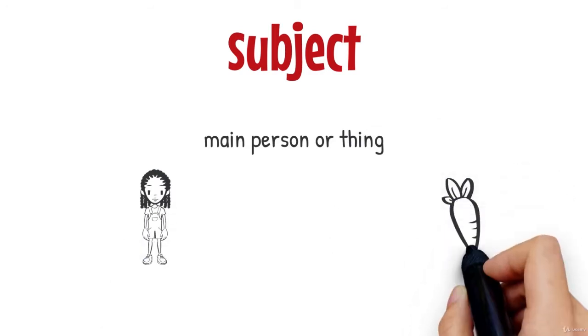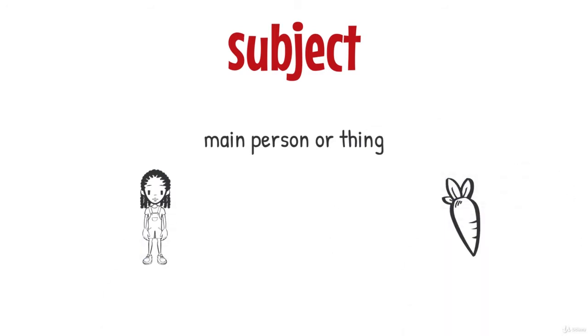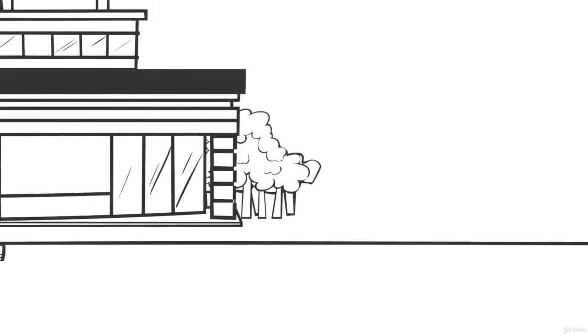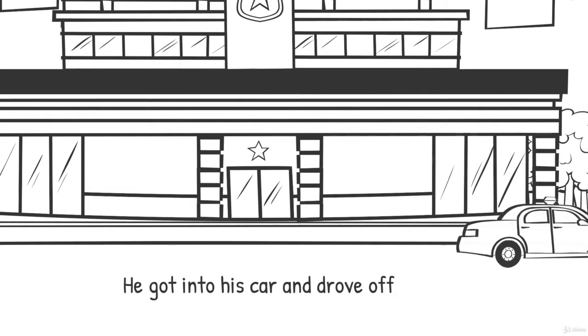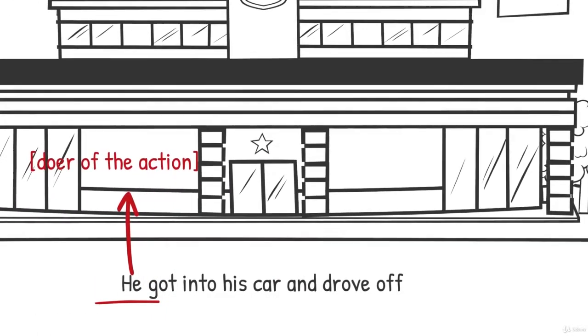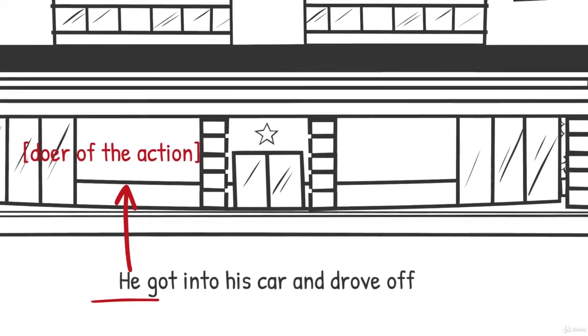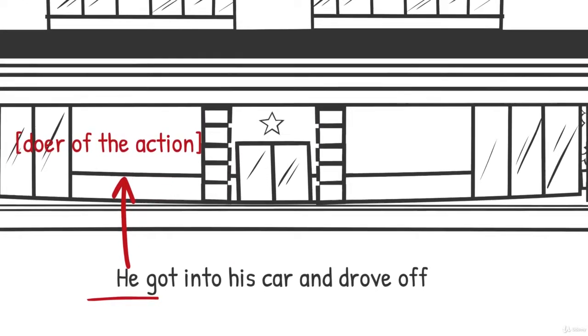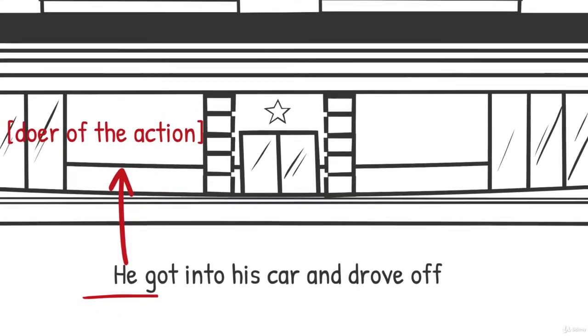The most important part of the sentence is a subject. A subject is the main person or thing we talk about in the sentence. For example, he got into his car and drove off. The pronoun he is a subject, and it's the most important word in the sentence. He is a doer of the action, got into his car and drove off.